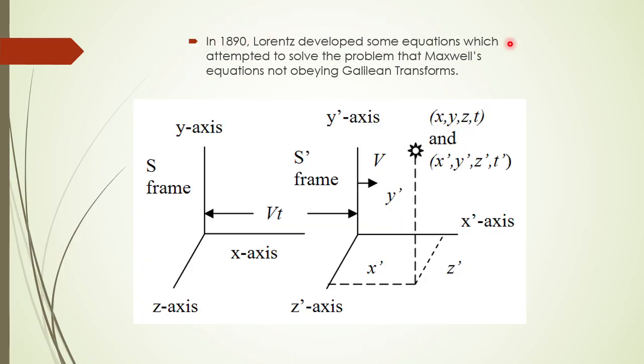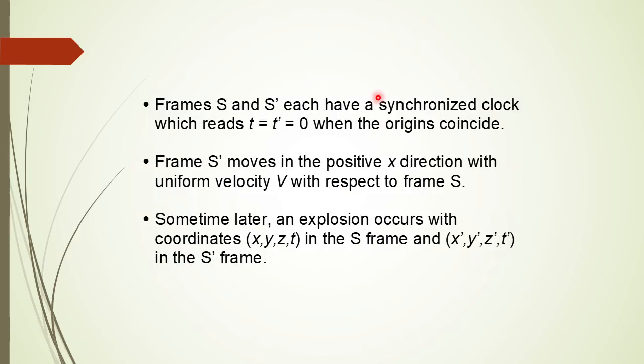So in 1890, Lorentz developed a series of equations which help to solve this problem. Basically, you want to transit from one coordinate frame to another coordinate frame that is moving, but also be able to take into account the speed of light. So some quick assumptions before we set it up. We'll assume that the two frames S and S prime each have a clock which reads 0 when their origins coincide. And the S prime frame moves only in the x direction with respect to the other frame, with velocity v, and it's a uniform velocity, because if there's acceleration, it's non-inertial already.